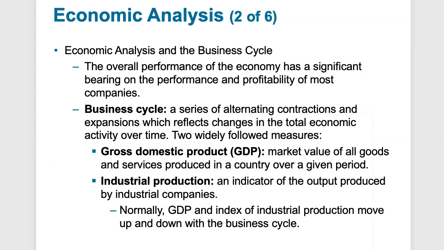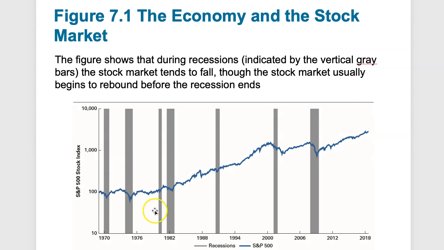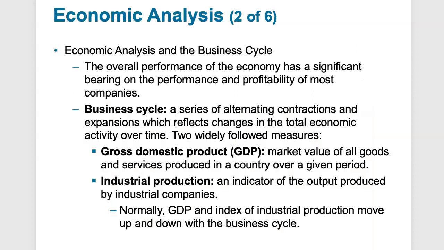Okay, so let's go back to the economic analysis and the business cycle. What this shows is the business cycle going up and going down, but it goes up for longer periods than it goes down, because the white is the increasing economy and the gray bars are the decreasing economy. So there's definitely a cycle there. The change in the economy's performance is going to affect the profitability of companies, and that's going to affect stock price. So the economy has gone through alternating contractions and expansions of business activity.